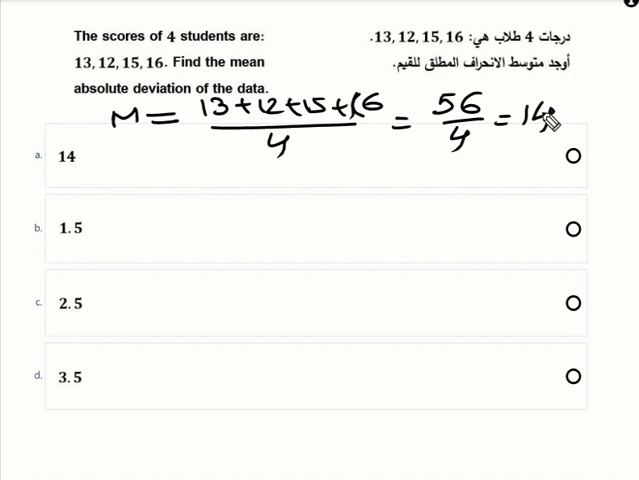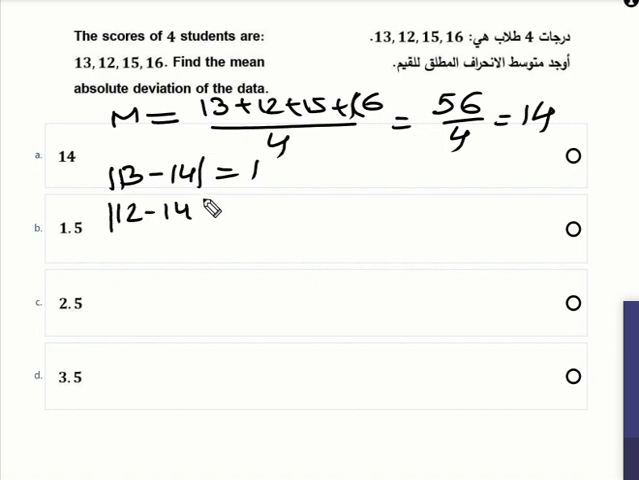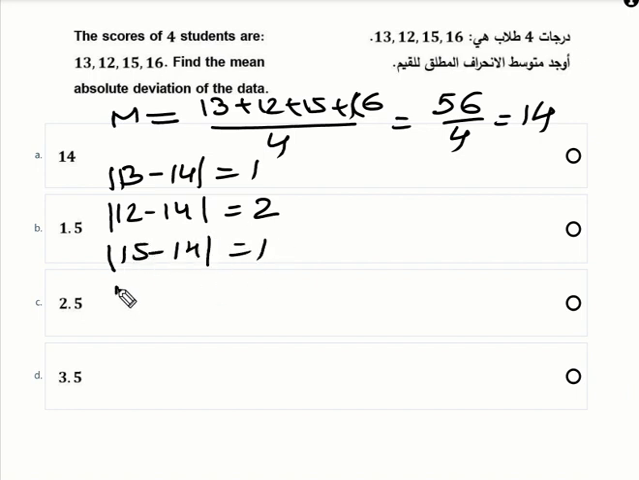Now for every number you will subtract 14 and make it positive. So absolute difference of 13 minus 14 will be equal to 1. Absolute difference of 12 and 14 will be minus 2, but absolute will be plus 2. Then absolute value 15 minus 14 will be 1. Then absolute value of 16 minus 14 will be equal to 2. And its total will be 1 plus 2, 3, plus 1, 4, plus 2, 6.